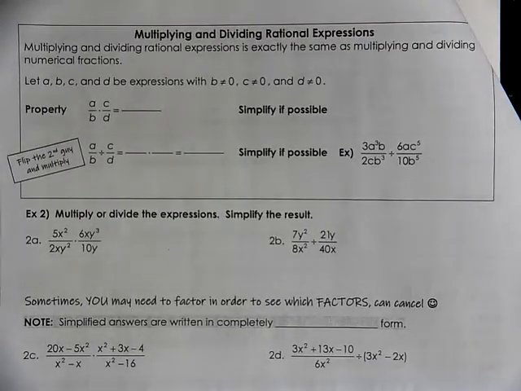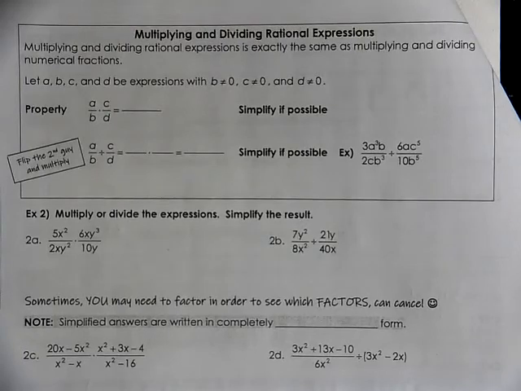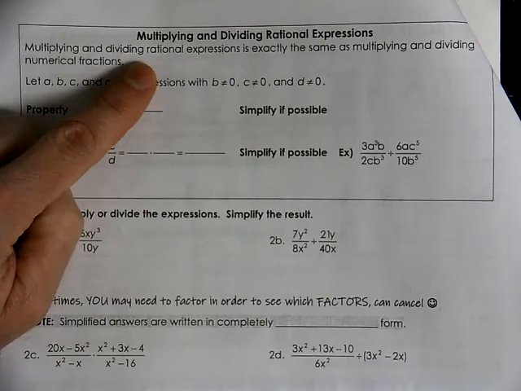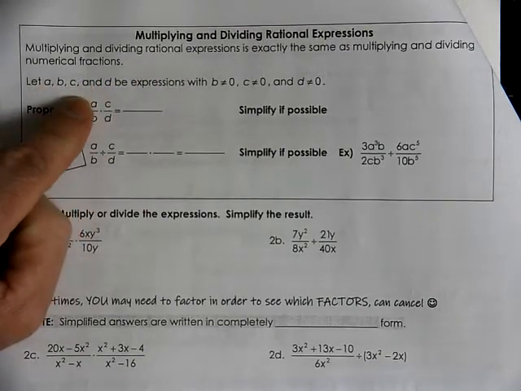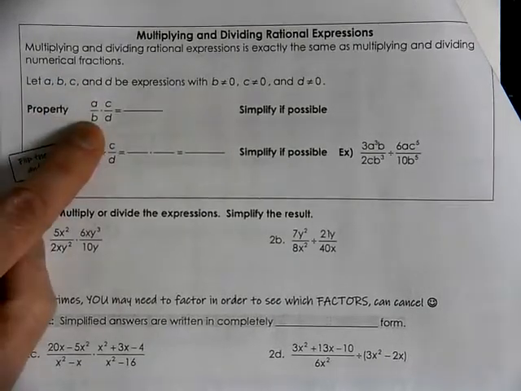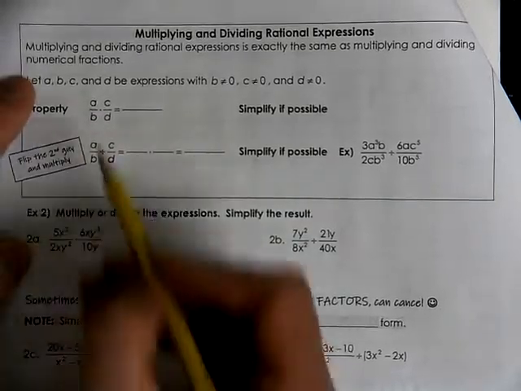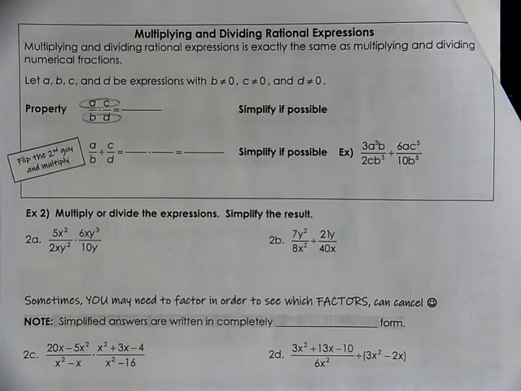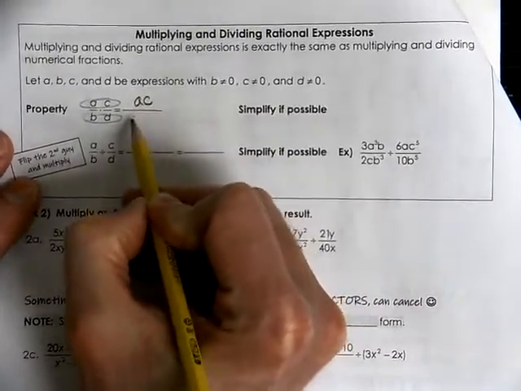Now we're going to use some of those same skills when we multiply and divide our rational expressions. Multiplying and dividing rational expressions is exactly the same thing as multiplying and dividing numerical fractions. So in this case, when we're multiplying our two fractions together, we're going to multiply the top to the top and the bottom to the bottom.